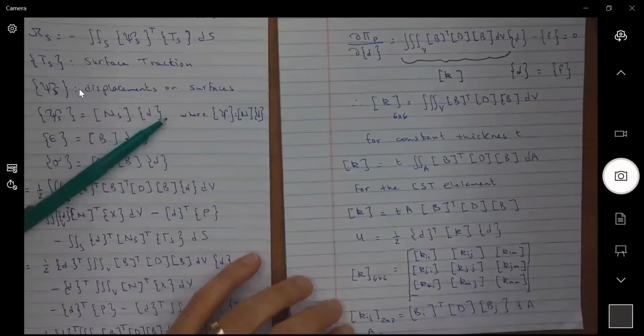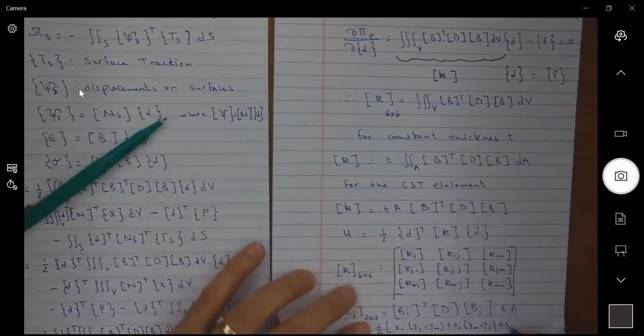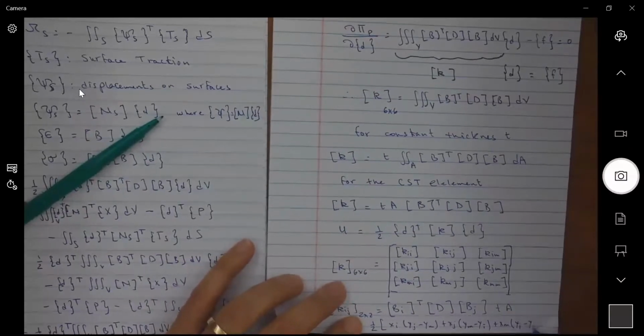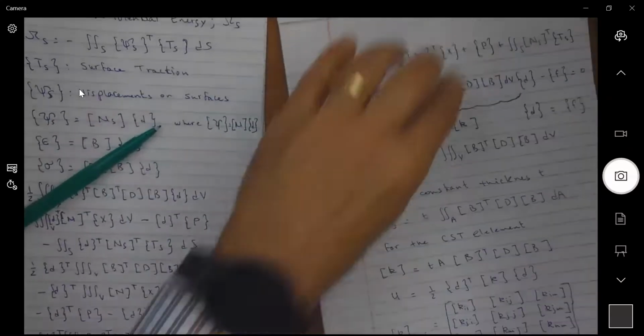Okay, so A, just to redo it here, is equal to 1/2 multiplied by xi times (yj minus ym) plus xj multiplied by (ym minus yi) plus xm multiplied by (yi minus yj). Right? That's the answer.